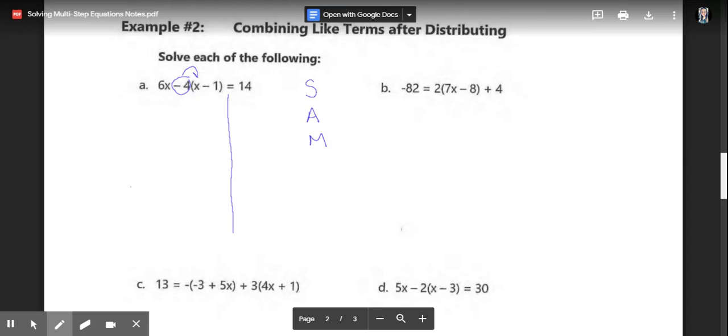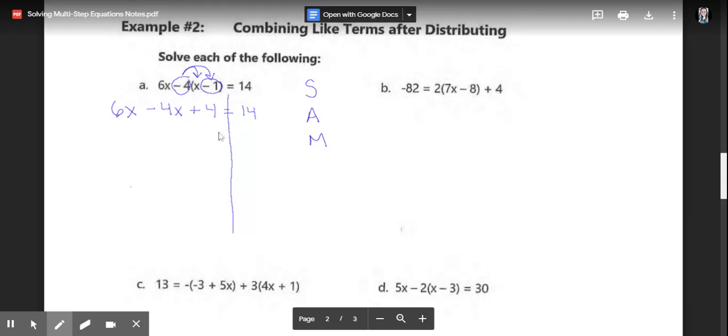So I'm going to draw my arrows so I remember what to multiply. And let's go ahead and do it. I'm going to drop down that 6x. -4 times x is -4x. -4 times -1 makes +4. Negative times a negative makes a positive, equals 14.